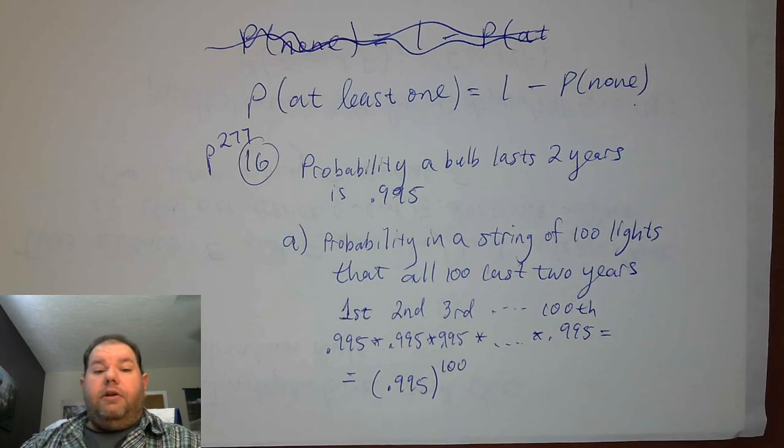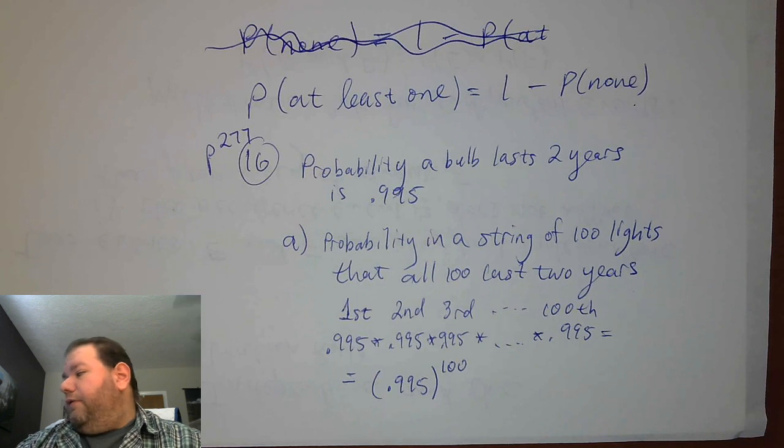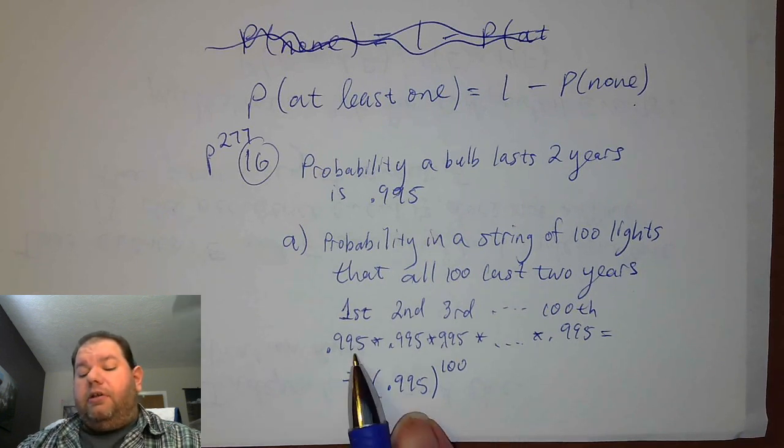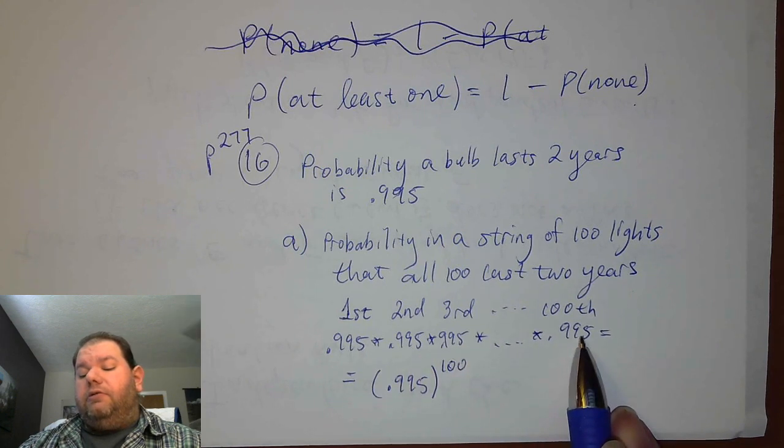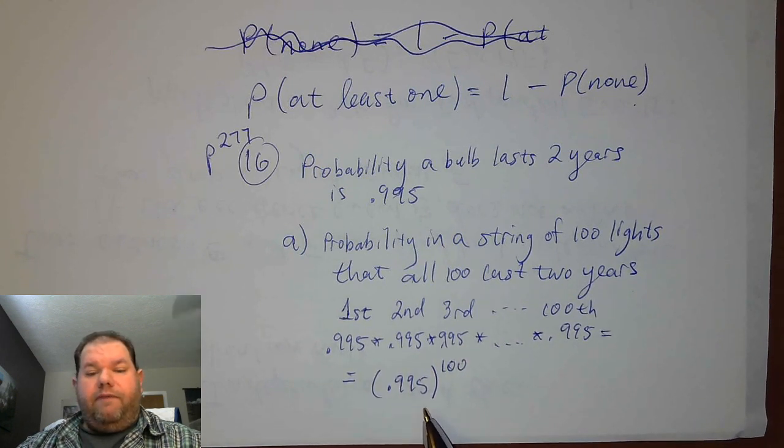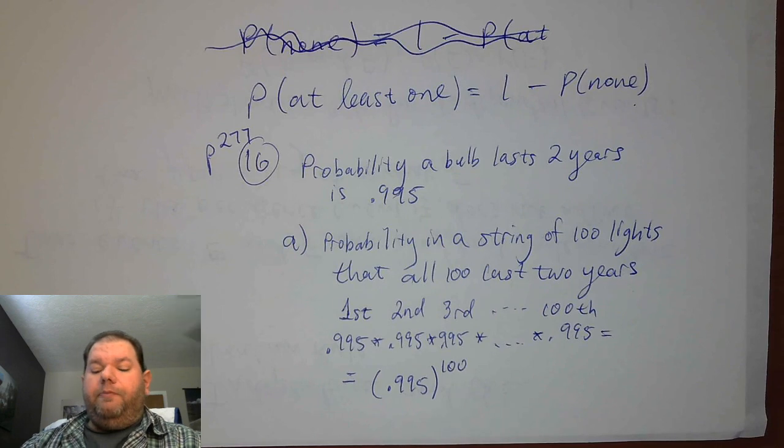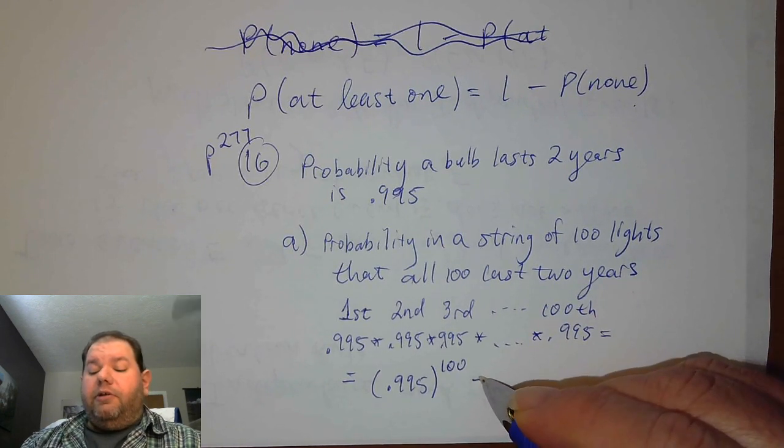Well, this is where we can use the exponent. If we have 0.995 times itself 100 times, like we have here, then we can write 0.995 to the 100th power. And we can put that into the calculator.